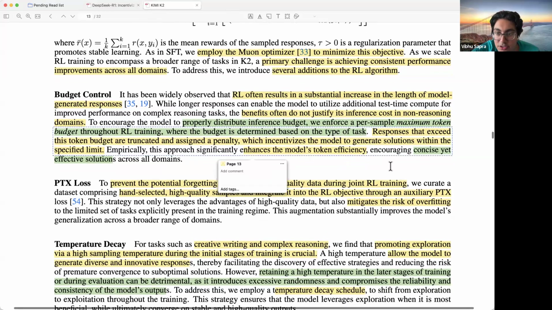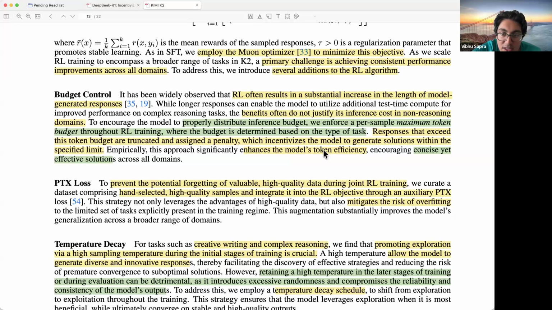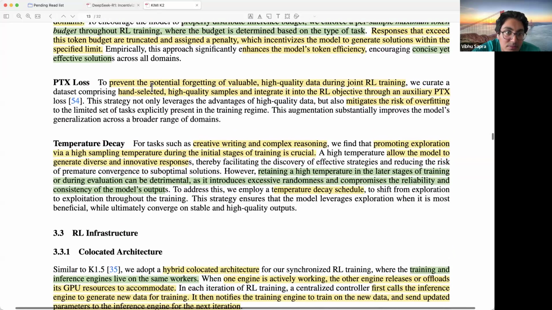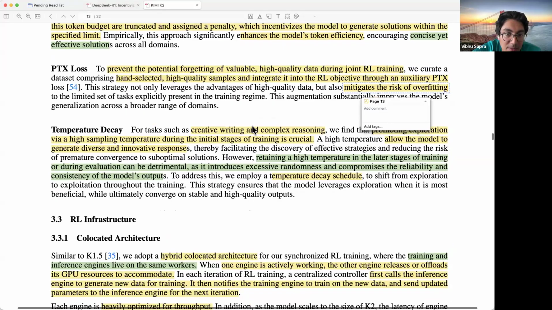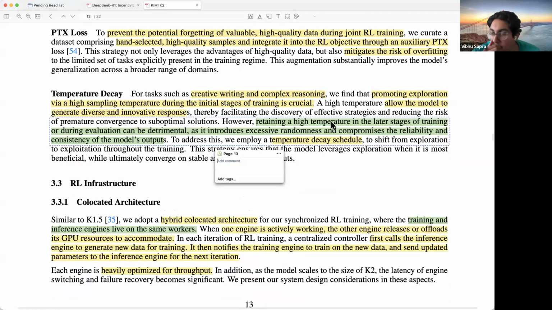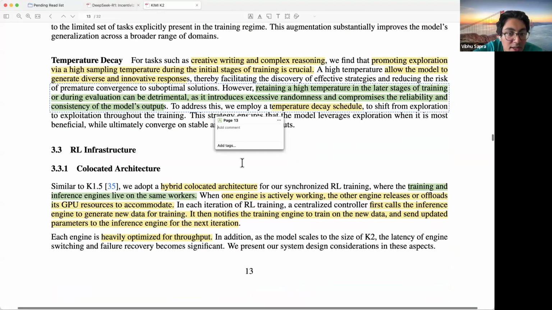It incentivizes the model to generate solutions within the limit, enhances its token efficiency to get concise and effective solutions. PTX loss, this just keeps it grounded in previous stuff. Temperature decay: when it starts out, you want high temperature so it can explore different stuff. Then you tone it down.